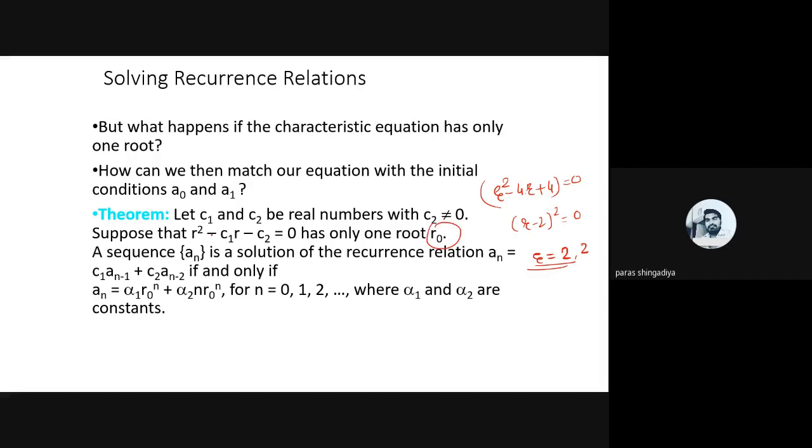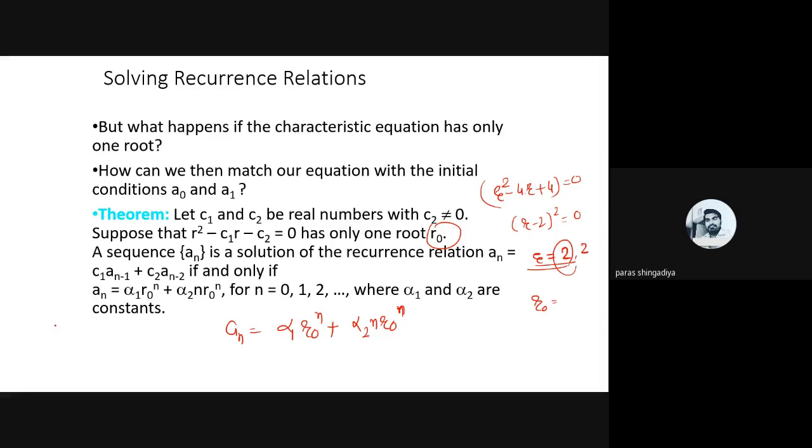Okay, when we solve these equations, we get only one root, R0. Here it is 2. That is our R0. So an is the solution of the recurrence relation an = C1 an-1 + C2 an-2 if and only if an = alpha1 r0^n + alpha2 n r0^n. That will be our solution: an = alpha1 r0^n + alpha2 n r0^n.